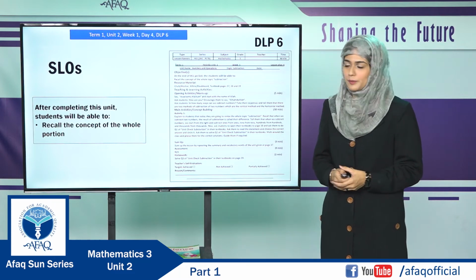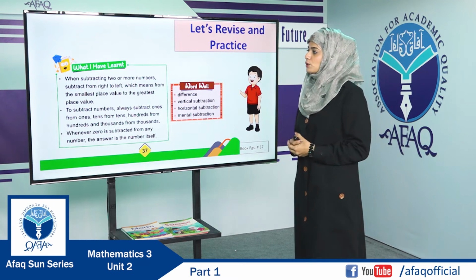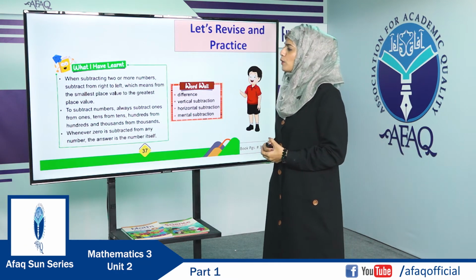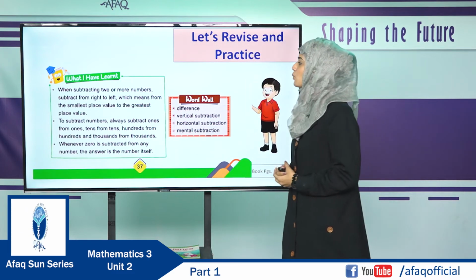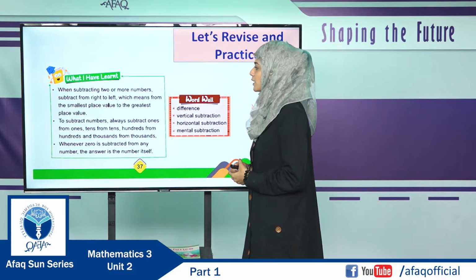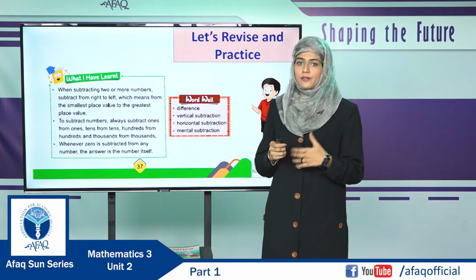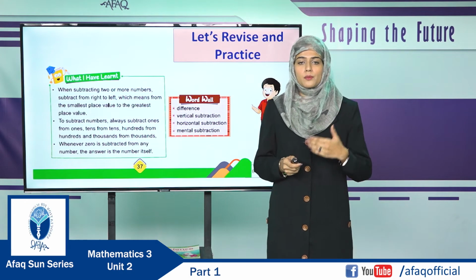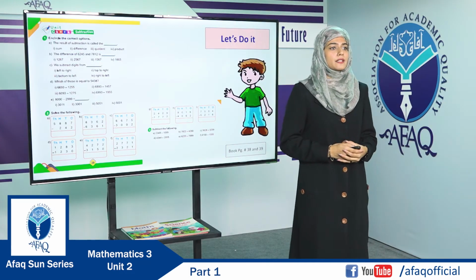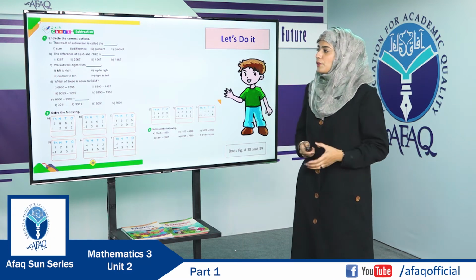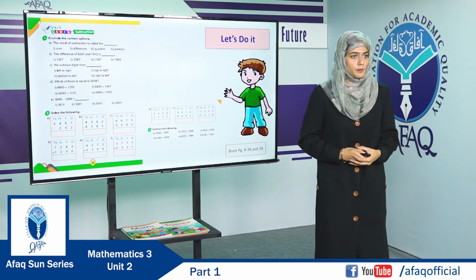of day 4. On page number 37, here is the interesting information related to the subtraction topic. When subtracting two or more numbers, subtract from right to left, which means from the smallest place value to the greatest place value. To subtract numbers, always subtract ones from ones, tens from tens, 100 from 100 and so on. On page number 38-39, here are some questions given. So students, you have to solve these questions and check them with the teachers or parents.